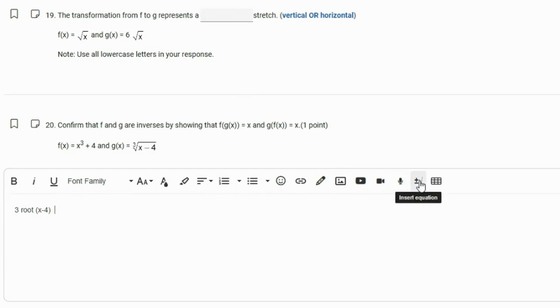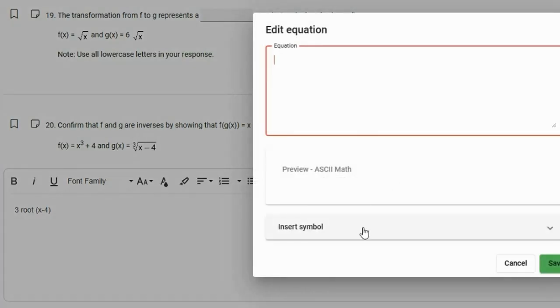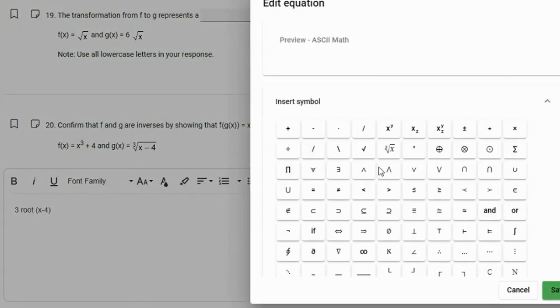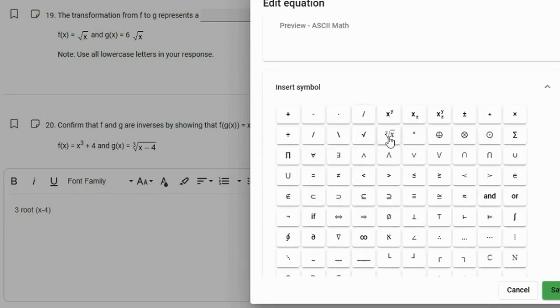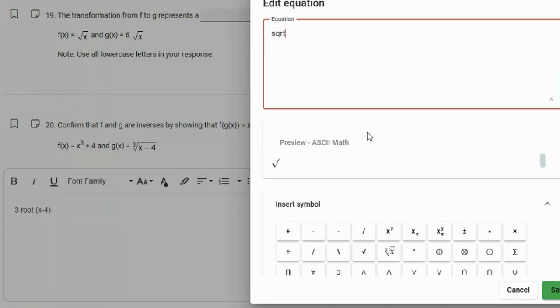But with the insert equation button, you can click down here and there's a bunch of symbols you can use. If I want the third root, look, there's a y root of x. This is the square root right here. If I type that, that's a square root of x, x minus 4. See, that's a square root.